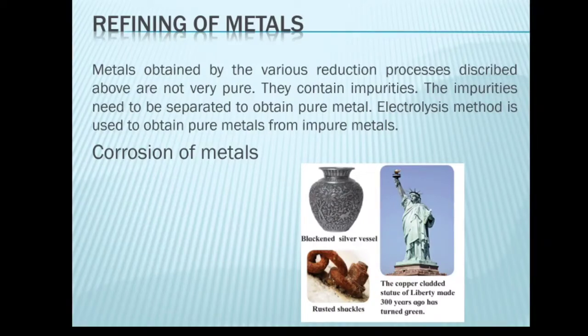On exposure to air, silver articles turn blackish after some time. This is because of the layer of silver sulfide, that is Ag2S, formed by the reaction of silver with hydrogen sulfide in air. By oxidation of aluminium, a thin layer of aluminium oxide is formed.